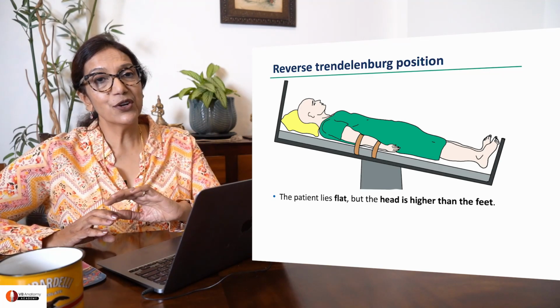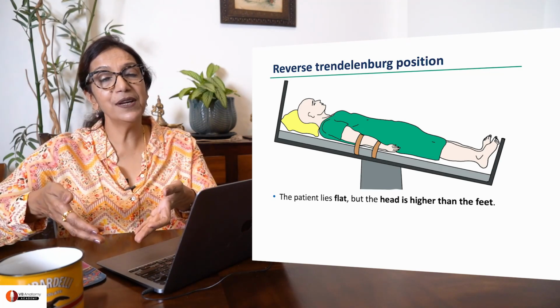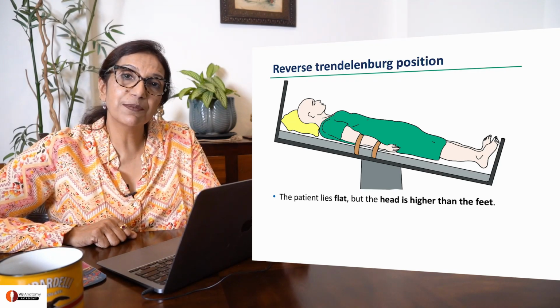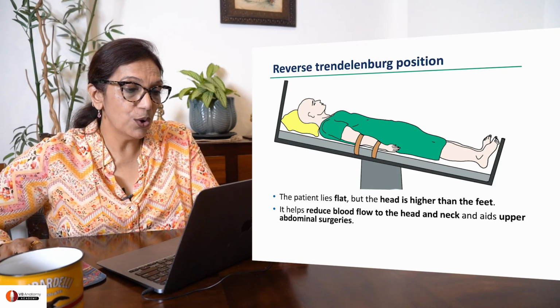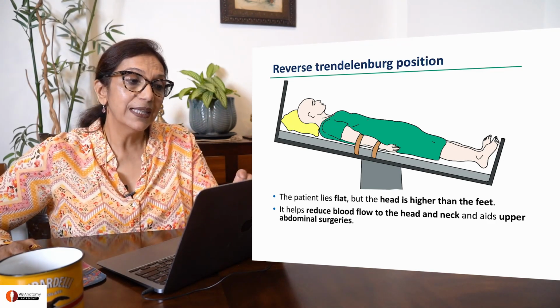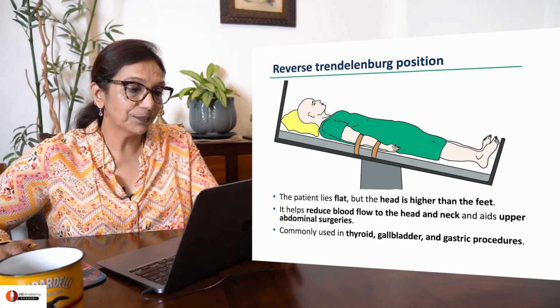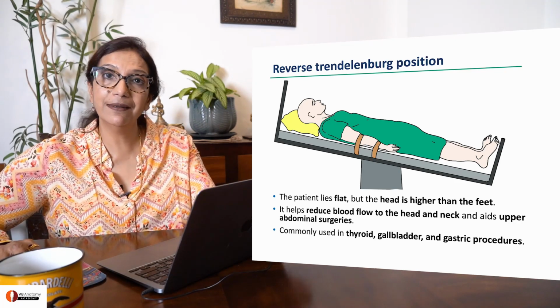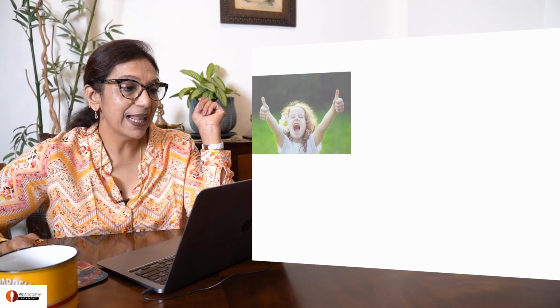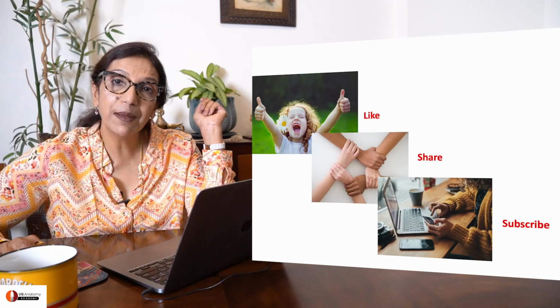So what is reverse Trendelenburg? Obviously, the feet are lower and the head is higher. When would you put the patient in this position? You want to operate on the head neck region. You want more blood to go down. That's when you do this. Thyroid, gallbladder surgeries. Right.